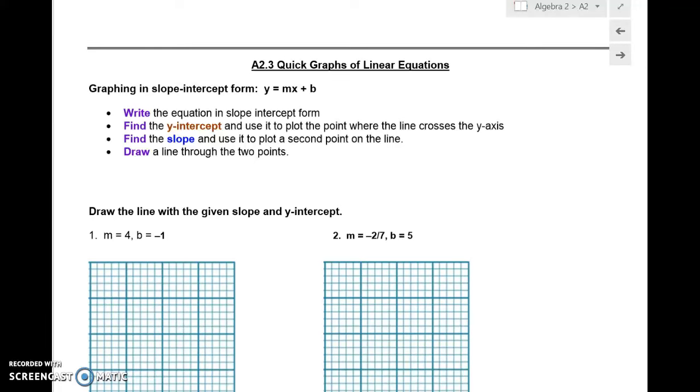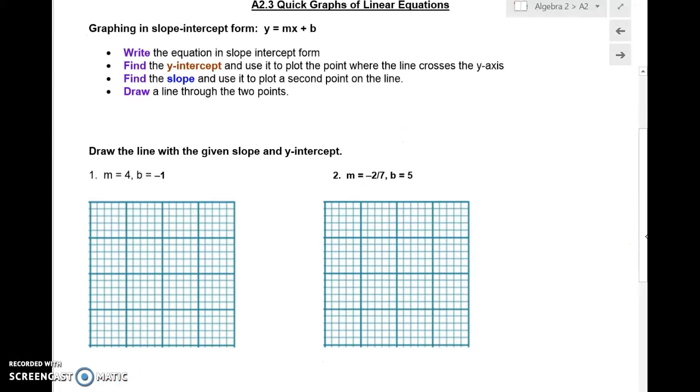So we're going to start with, if I give you m, your slope, and b, your y-intercept, can you draw the line? So draw the line with the given slope and y-intercept. On your assignment, they are going to use y-int for b. That's the abbreviation that your worksheet uses. So y-intercept, that is your b value. So if our b value is -1, we are going to start at -1 on the y-axis.